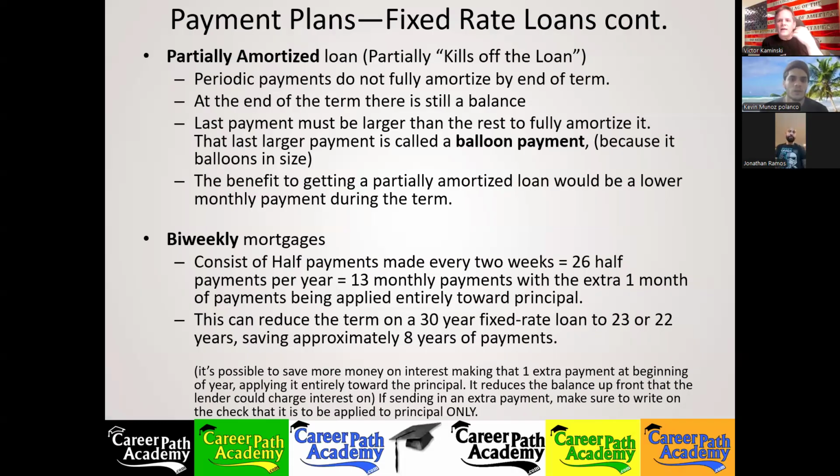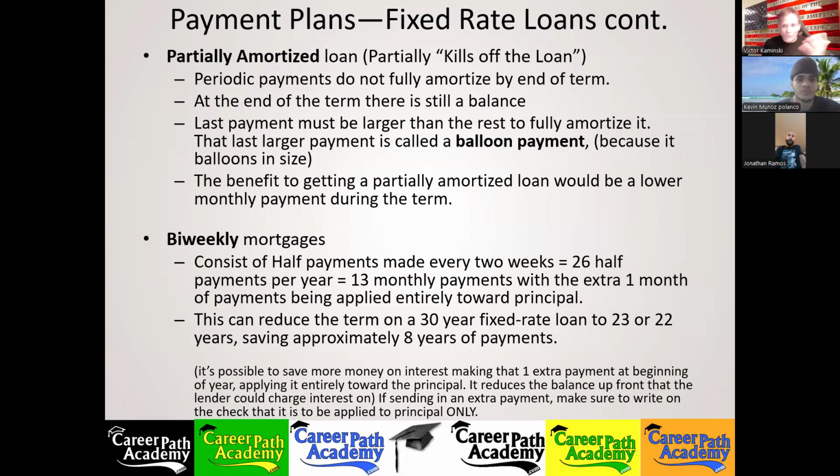If you send in your payment by check, on the check, you must write apply to principal only. Because if you don't, they're going to apply it to the interest only. And then they're going to be like, next month you don't need to make a payment.